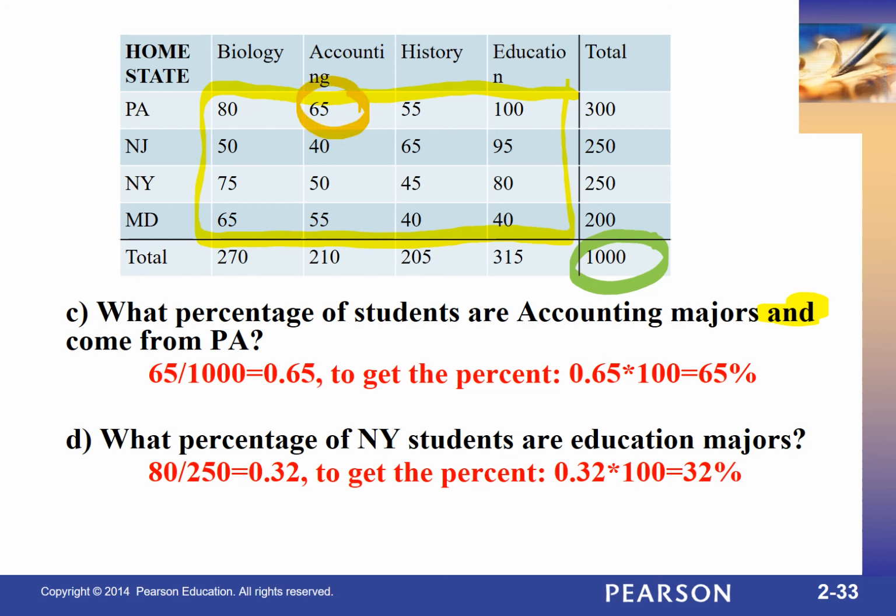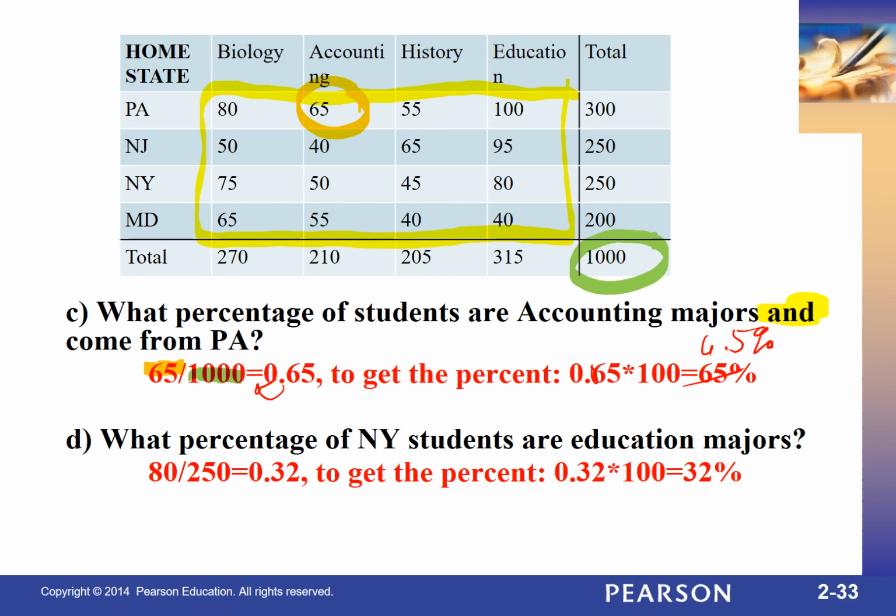Since we have accounting and PA, Pennsylvania, I looked down the Pennsylvania row and noticed that 65 of those individuals are in accounting. That's how we get the numerator here. And then my total is out of the total of totals, which is the denominator. So I'm going to take 65 divided by 1,000 and get 0.65. So about 65%. I just realized that 65 out of 1,000, this decimal place should be over one more. This should be 0.065 and therefore 6.5%. That is an error. Oh well.